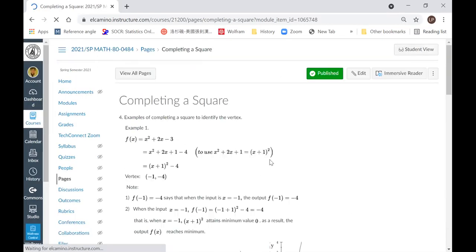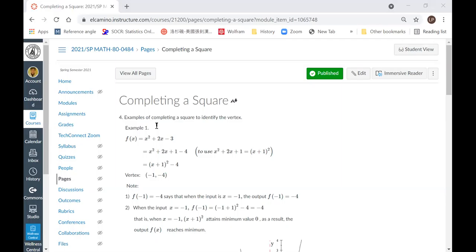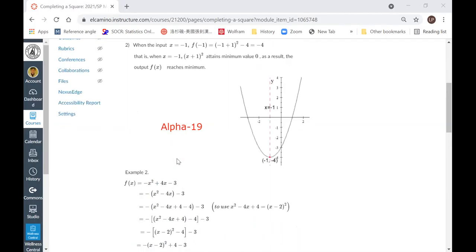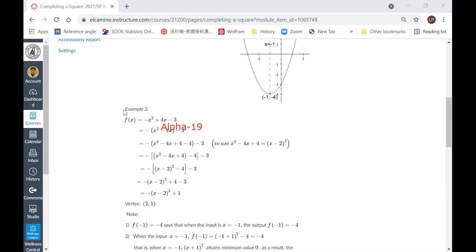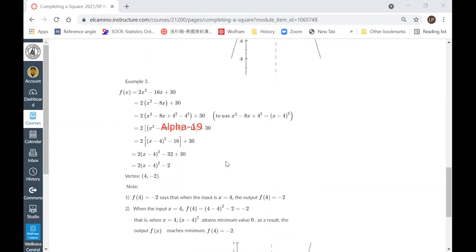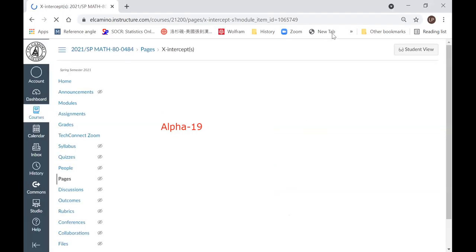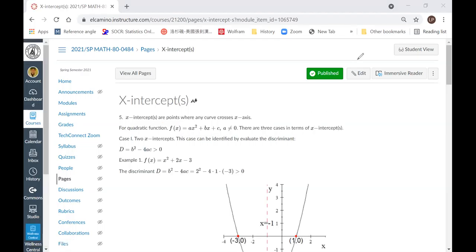Next you get to how to find. This is really alpha 19, what we did. And keep going: how to find, make a perfect square, example number one. This is alpha, maybe 20, 21, something like that. So it goes over the steps about these quadratics. Keep going. These are of course in writing, and you can watch the lectures to explain a lot of these things.